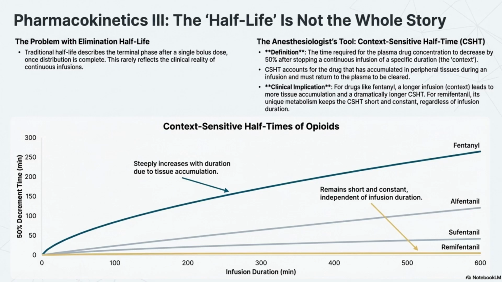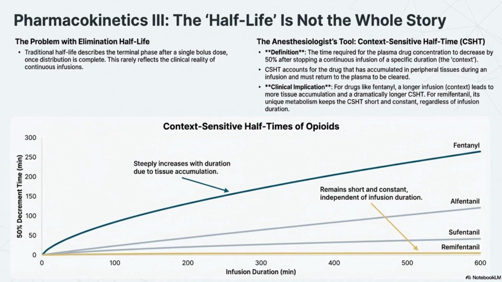So on the flip side of that, we have back-end kinetics, which is all about waking the patient up. Emergence, right. We use the concept of decrement time. That's the time required for the plasma concentration to fall to a specific target level after you stop the infusion. And the famous metric here is the context-sensitive half-time, or CSHT. The 50% decrement time. And the context-sensitive part is key.